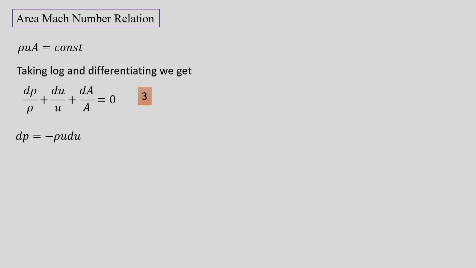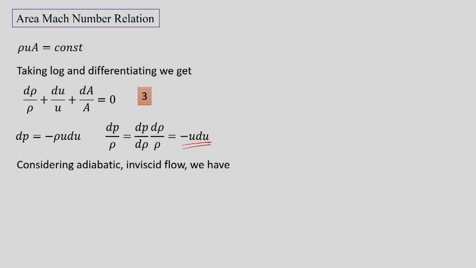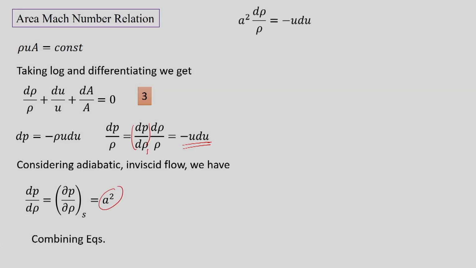But from the momentum equation, we know that dP is equal to rho u du. So, we have dP by rho is equal to dP by d rho into d rho by rho, but that from the momentum equation is equal to minus u du. So, considering adiabatic inviscid flow, we have this term at isentropic case is equal to a square. So, we get a square into d rho by rho is equal to minus u du. So, we have d rho by rho is equal to minus u by a square into du.